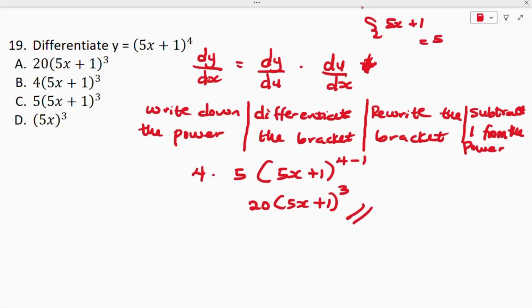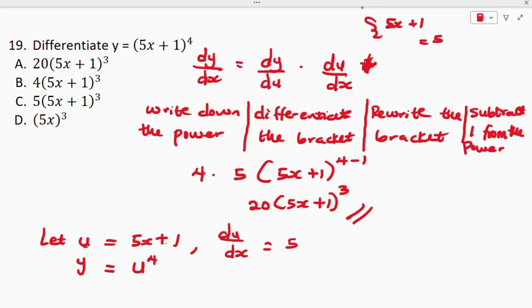So for the first option that says dy/dx equals dy/du multiplied by du/dx, the first thing we are going to say is let u be equal to 5x plus 1. So we have y equals u raised to the power of 4. First, differentiate u with respect to x. So we have du/dx equals, if you differentiate 5x plus 1, 5. Now for the second one, you differentiate y with respect to u. So we have dy/du, which is write down the power, then subtract 1 from the power. 4 minus 1 gives us 3.